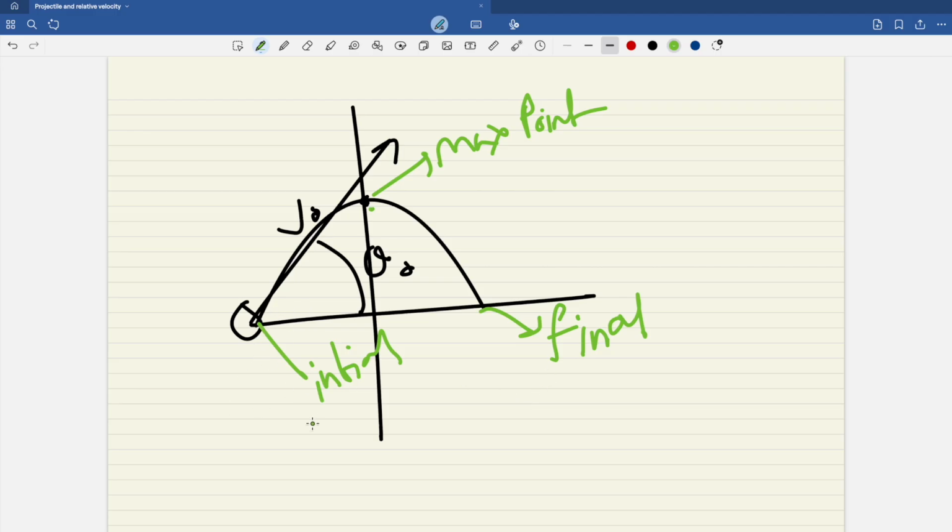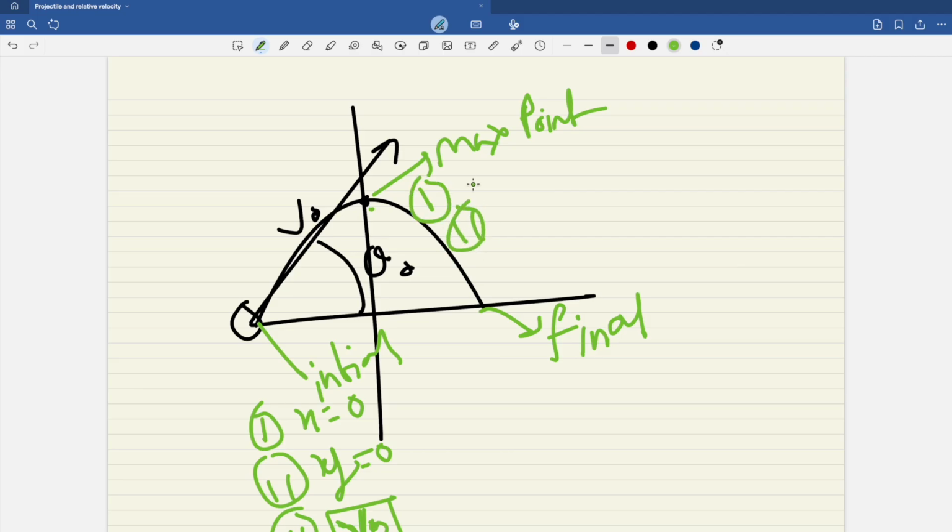So at the initial point, what we get is x is equal to 0, y is equal to 0, and v naught exists, it's not equal to 0. Then it rose up and reached the maximum point, and at the maximum point, the information we got was that Vy turned out to be 0, and we got the maximum height.